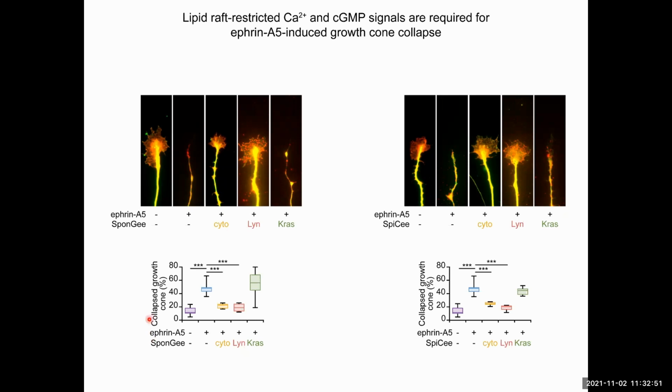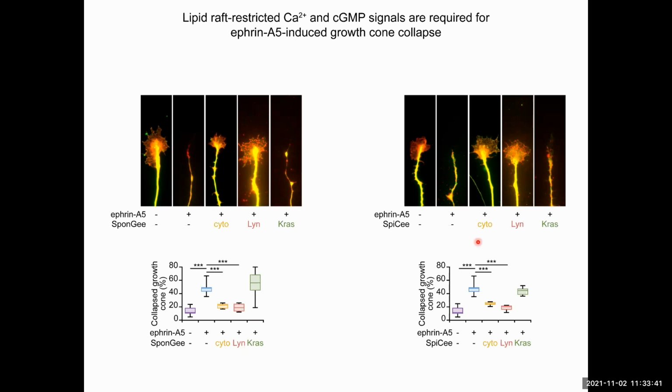We go back to similar experiments to those I've been showing you earlier: expressing sponge, either the cytoplasmic variant, the lipid raft targeted variant, or the lipid raft excluded variant, and exposing these retinal ganglion cell axons to ephrin A5. The collapse induced by ephrin A5 is prevented by sponge everywhere in the cell, by sponge in lipid raft, but not by sponge outside lipid raft. So that means that the cyclic GMP signals that are important for the growth cone collapse induced by ephrin A5 are located in lipid raft. And this is the one that we recorded with our biosensor.